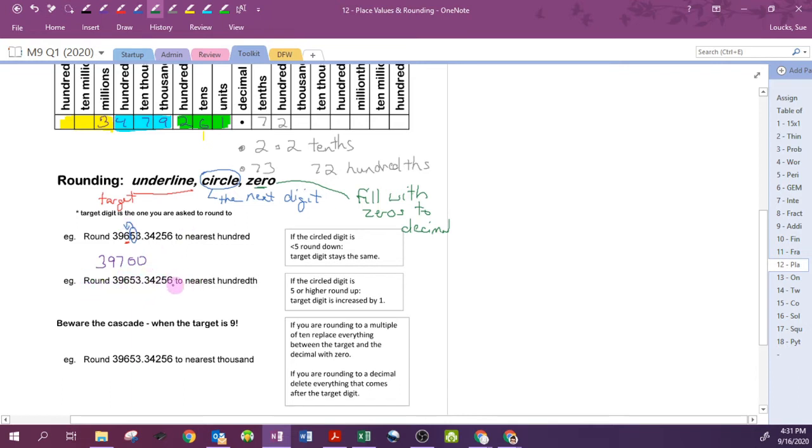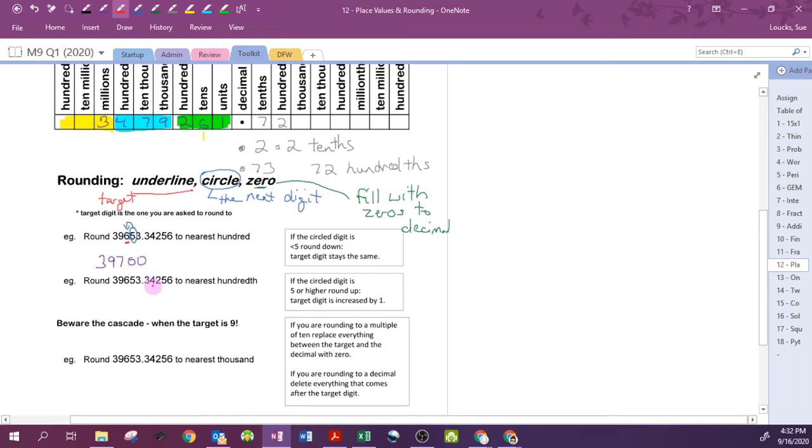When I'm rounding to the nearest hundredth, my underline is going to be the digit that's in the hundredth spot. So you'll notice up here there is a units or a ones column or spot on the upper side. There's not on the bottom. We go right to the tenths. Okay, there's no spot there for the ones because this is a whole one. So the hundredth is the second spot.